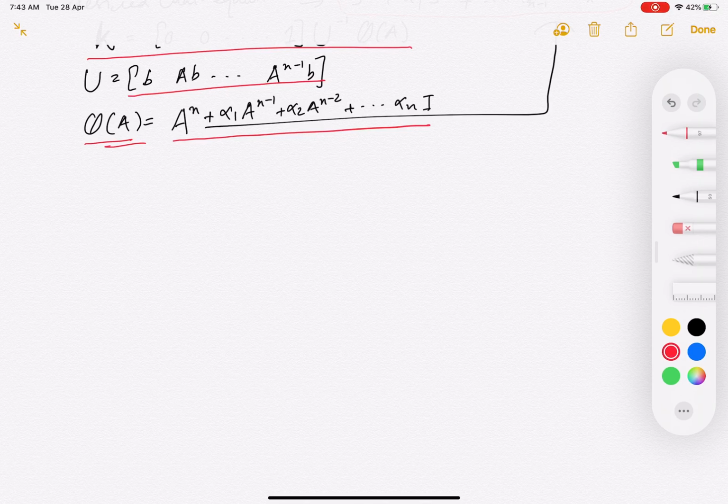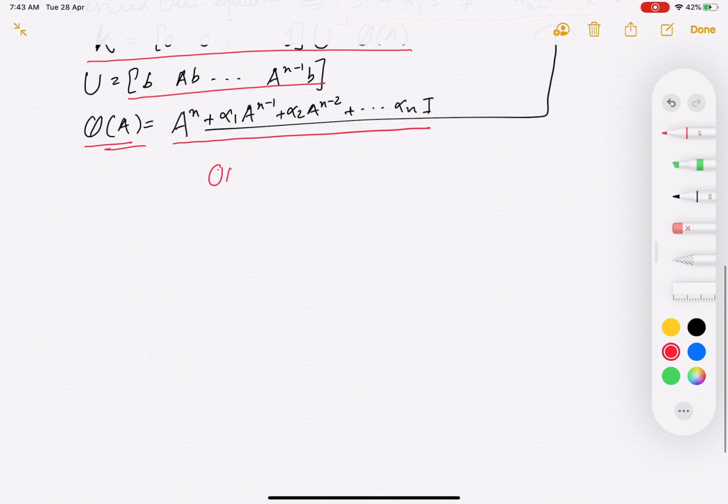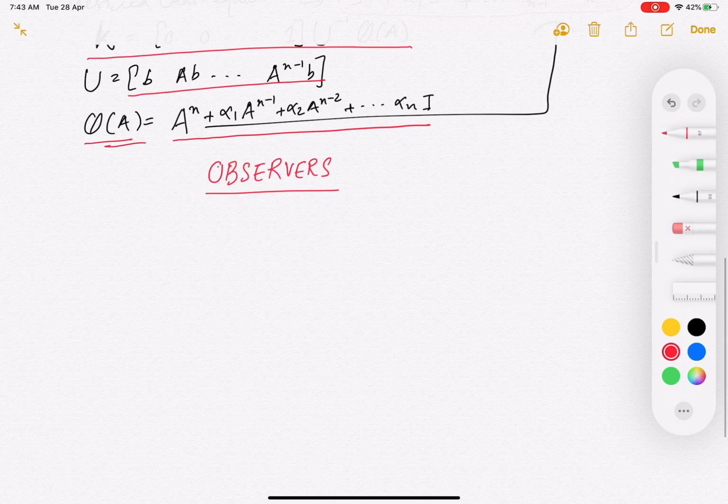So continuing this, as I told you in the beginning, our topic for this lecture is observers. Now, what do you need to implement the control feedback, state feedback u is equal to minus kx? You need the information about x, you need the information about the states. And normally in your closed loop system, the information about the states may not be available.